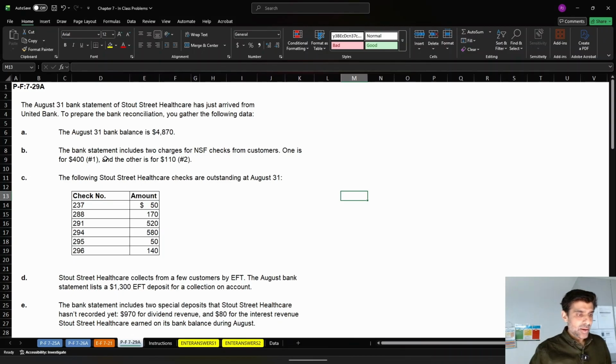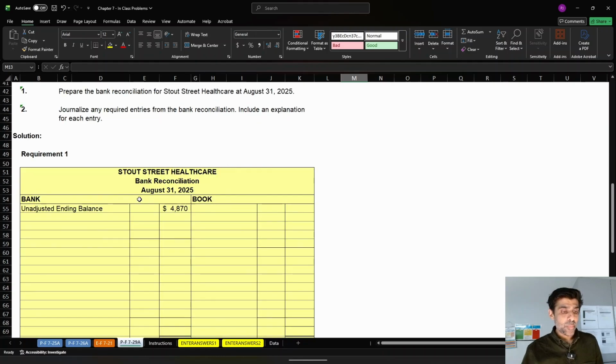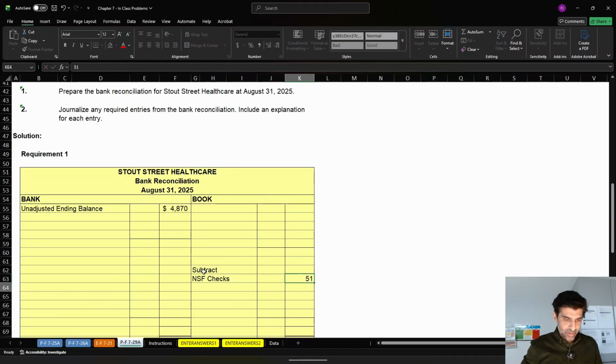Okay, so the bank statement includes two charges for NSF checks. It looks like the total is $510. So the first question is bank side or book side? Well, again, these were included in my accounting books, but it turned out to not materialize. So my accounting books right now are overstated. So I'm going to have to adjust them downwards. Okay, so it's a book side subtraction. I'm just going to call this NSF checks. It's $510 total.